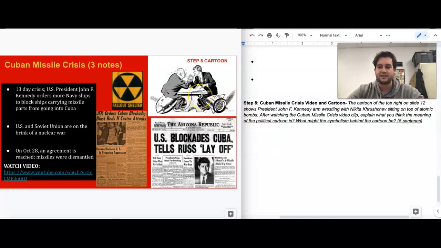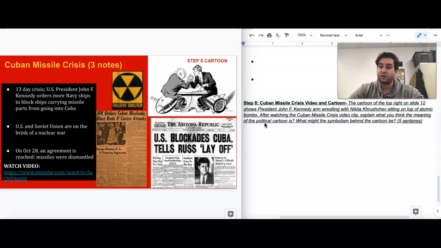The cartoon in the top right on slide 12 shows President John F. Kennedy arm wrestling with Soviet leader Nikita Khrushchev as they are both sitting on top of atomic bombs. You can take a look and notice that both of their fingers are right over the launch button on those bombs. Once you've watched the Cuban Missile Crisis video clip, we'd like you to explain what you think the meaning of this political cartoon might be. What might the symbolism behind the cartoon be as well? Try to answer that in about 5 sentences. Do your best so that we can discuss it in class. That's all you need to do for today.